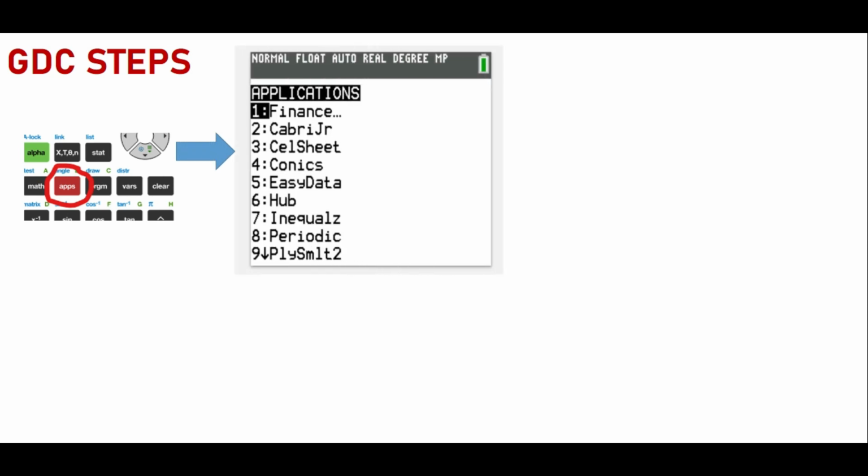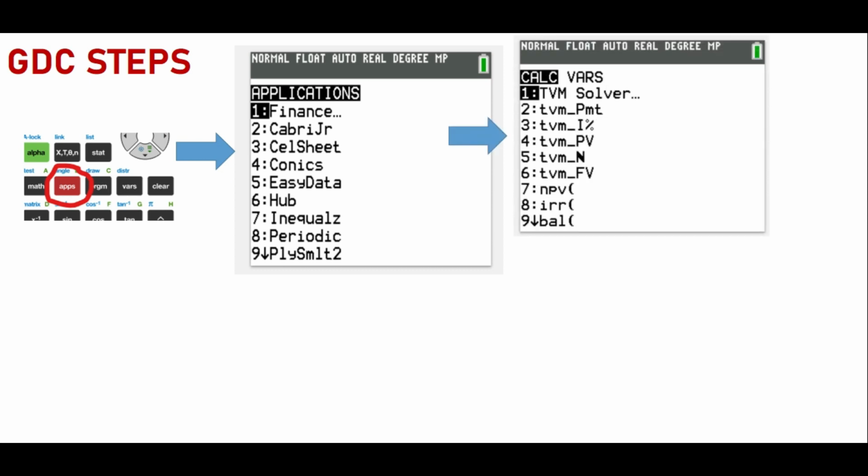Press Apps. The Apps key falls diagonally below the alpha key, or you can see it in between the math and the program key. Next you have a window which shows the applications that are available. You take the first one, which is for finance. The next window that opens is the TVM solver.